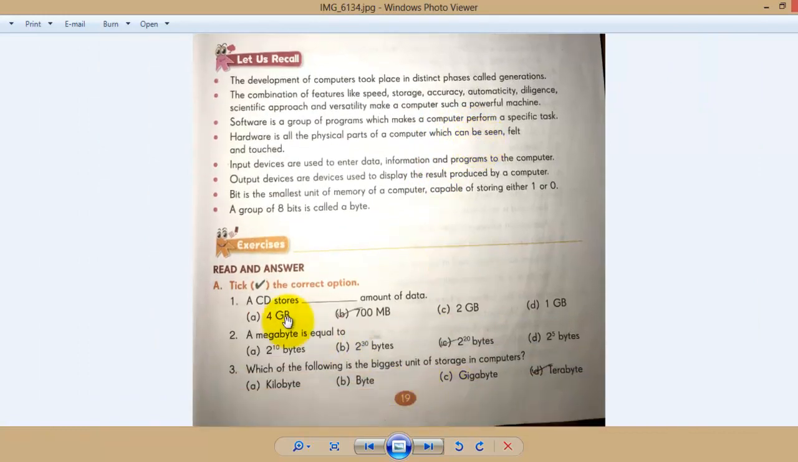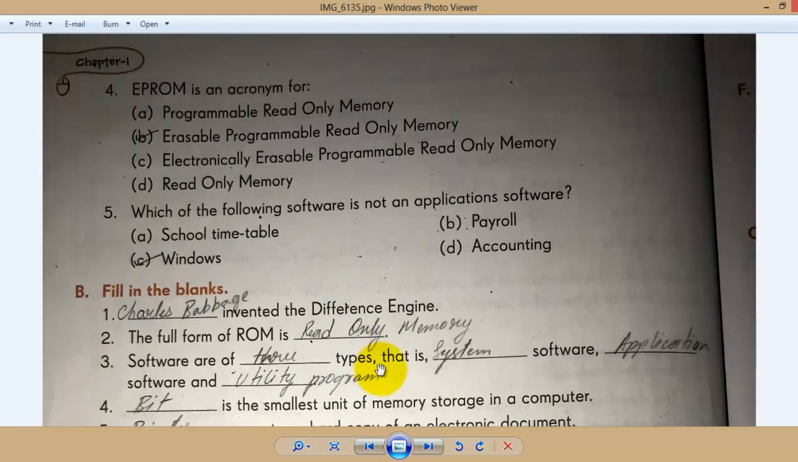These are the options. Choose the correct answer. You can read it from here. CD stores up to 700 MB. Which of the following is the biggest unit? That is terabyte here. EEPROM is erasable programmable read-only memory, which is not application software. Windows is an operating system, that's why it's not an application software. Others are application software: school timetable, payroll, and so on.